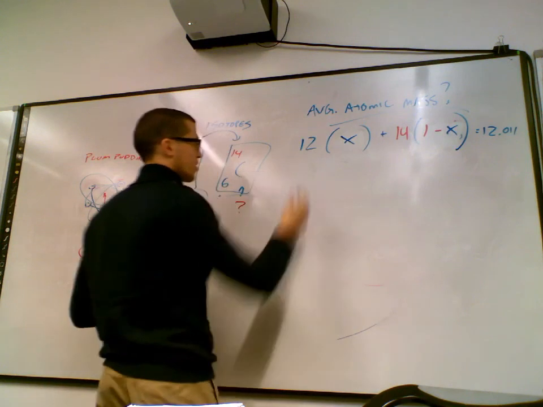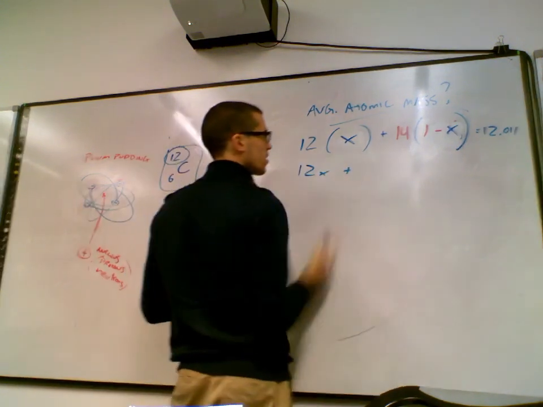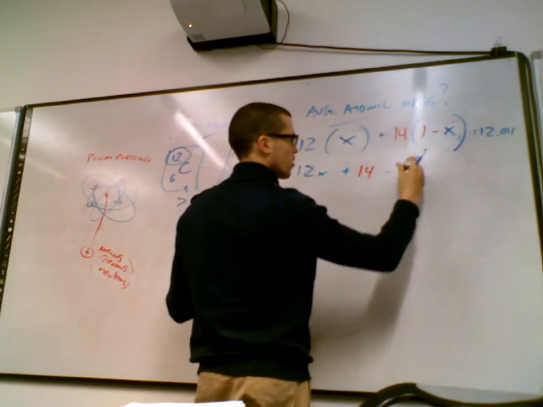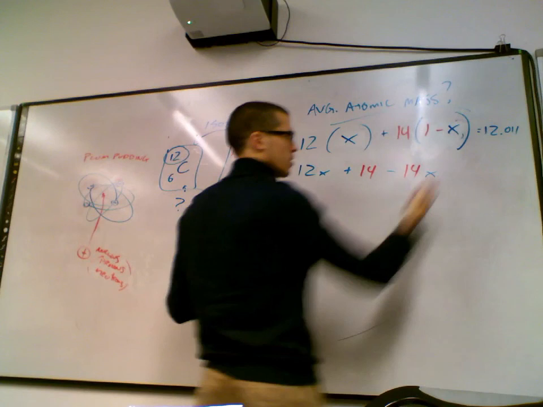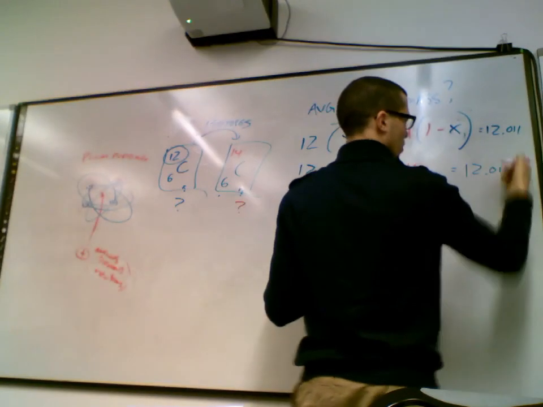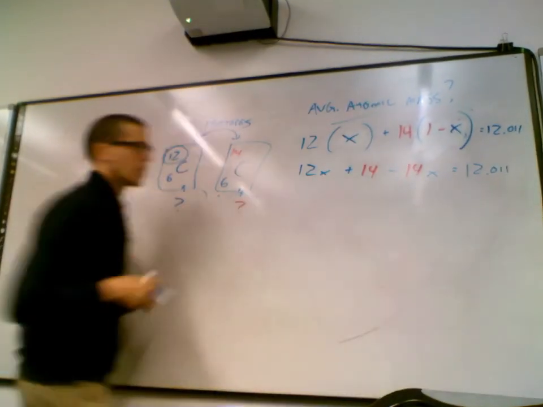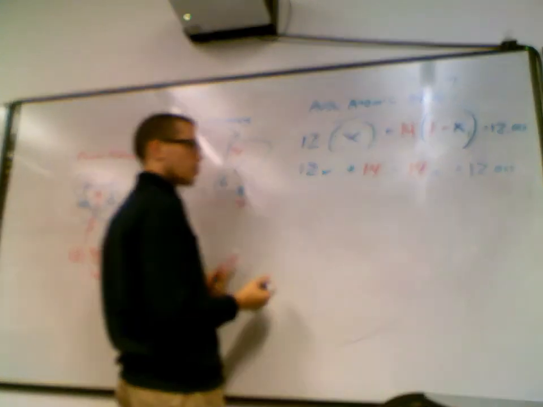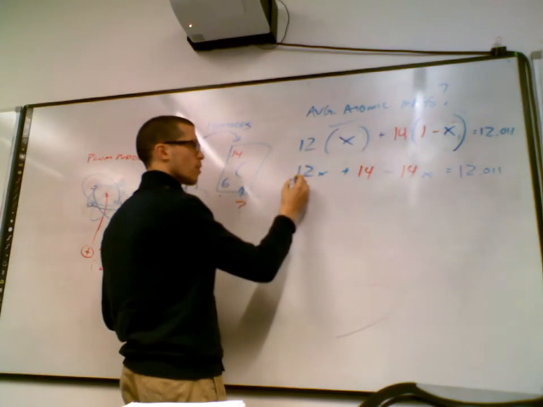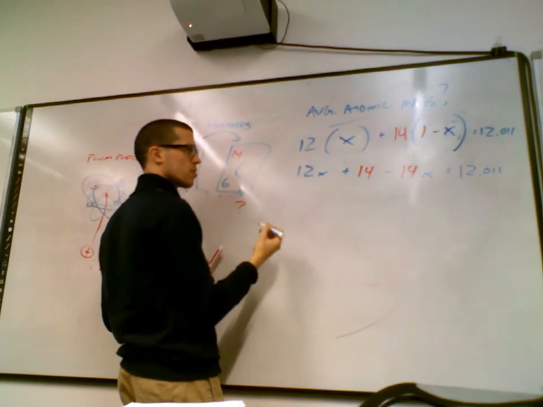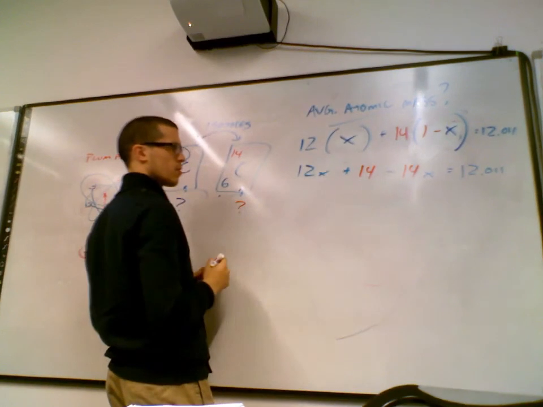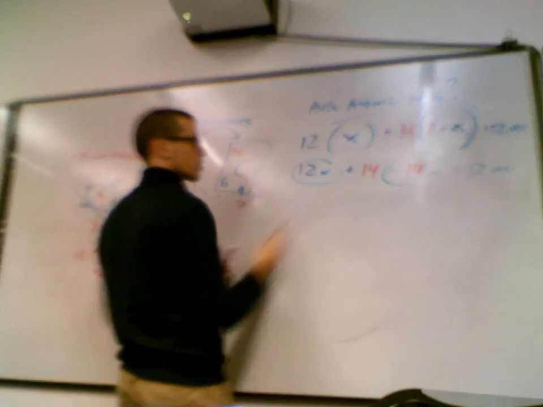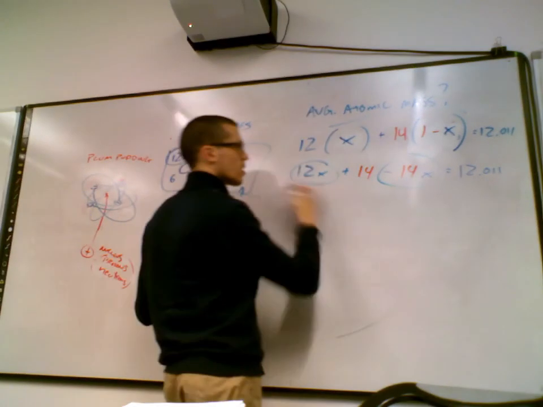Yeah, let's distribute those X's. So 12X plus 14 minus 14X equals 12.011. Now let's combine like terms. So it's 14 minus 2X? You mean 12 minus 14? No, it's negative 2X plus 14, because you're combining these two terms, right? That's still 14 minus 2X. No, it's not. It's negative 2X plus 14.